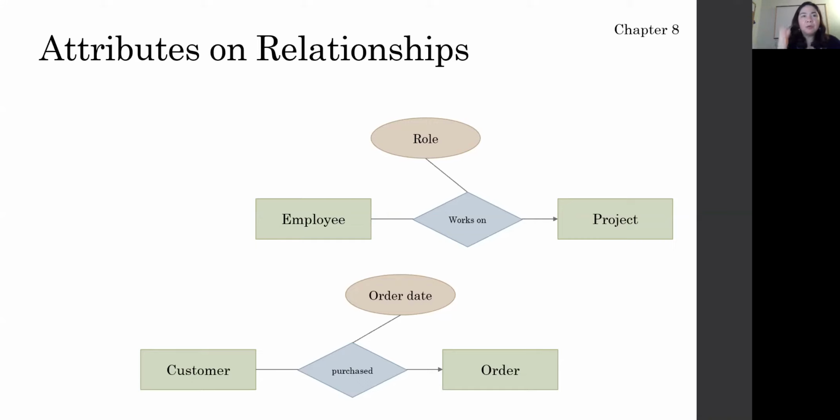The employee might be an HRBP, but on this particular project, they might be assigned the role of project manager. So the role doesn't actually have anything to do with their normal employee data, and it's not really anything that's associated with just the project itself. Therefore, it actually gets attached to the relationship. Same with the customer and the order. The order date has to do with actually the purchasing itself.